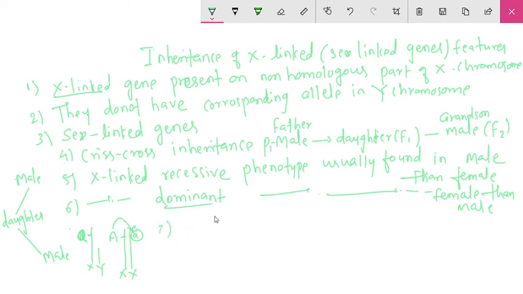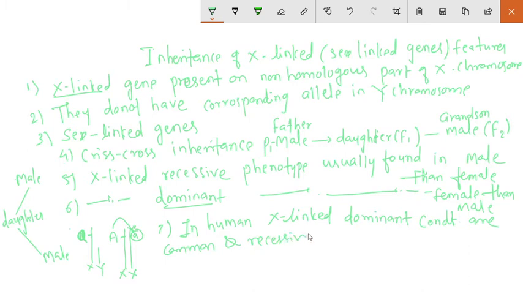Then the next feature: in human and in Drosophila, X-linked dominant conditions are common, but the recessive ones are rare.